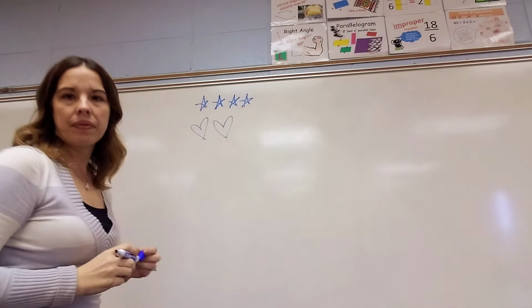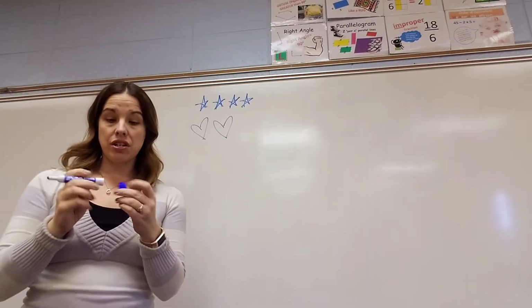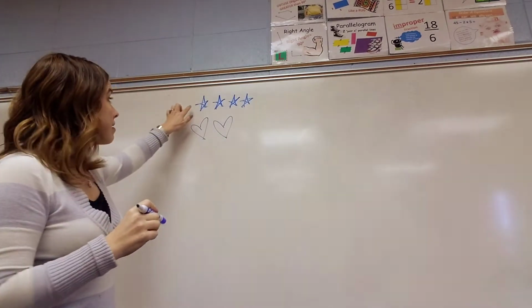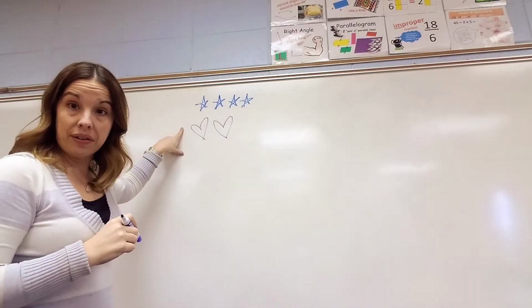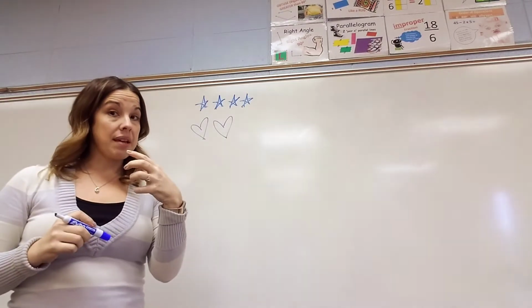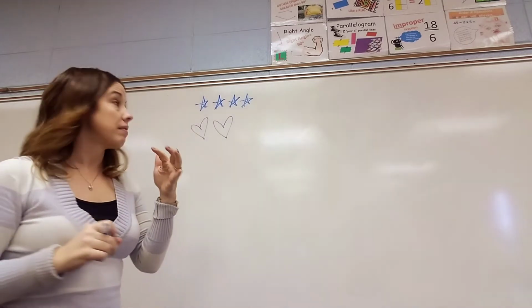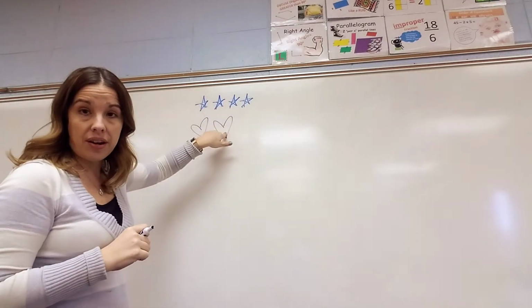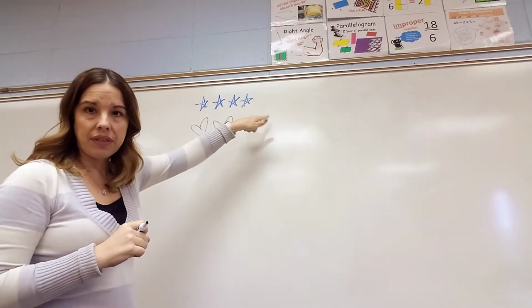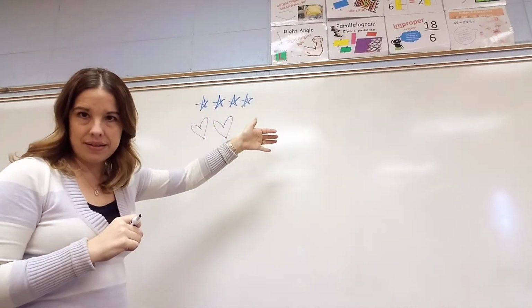There we go. Okay, so when you're talking about a ratio, what a ratio does is it compares 2 quantities to each other, okay? So for example, if I wanted to find the ratio of stars to hearts, you would count the number of stars and you would count the number of hearts, right?